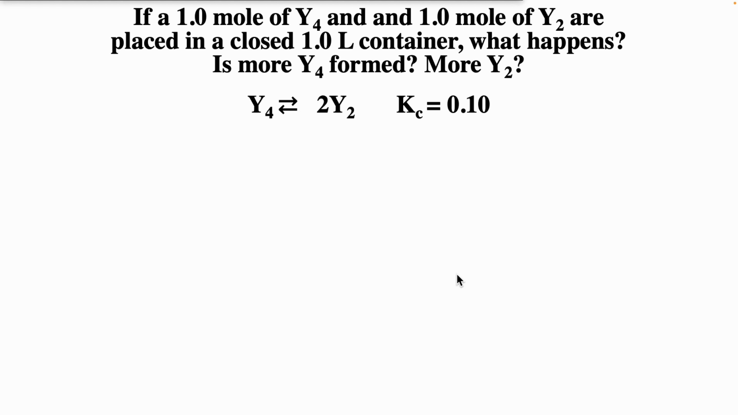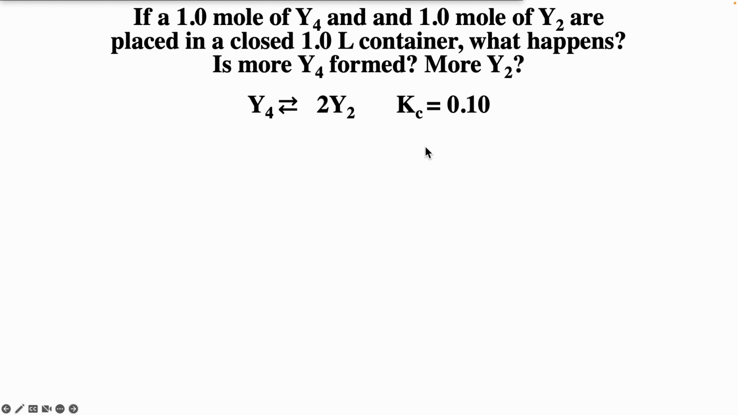So if we have 1 mole of Y4 and 1 mole of Y2, and they're placed in a closed 1 liter container, what happens? Is more Y4 formed or more Y2? And so this is our reaction, Y4 going to 2Y2. This is our equilibrium constant.